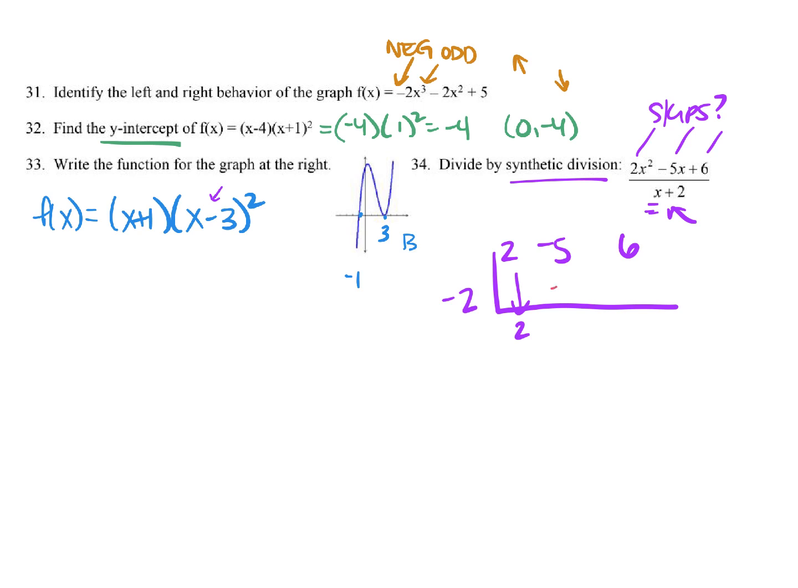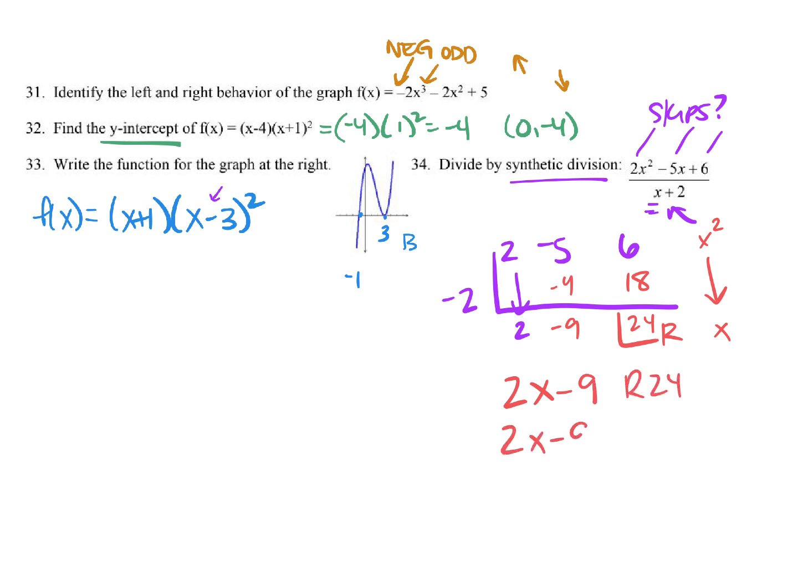2 times negative 2 is negative 4, negative 5 and negative 4 is negative 9, negative 9 times negative 2 is 18. Add those two things together, you're going to get 24. That means the remainder is 24. And then we started out with an x squared, so that means the first variable in this case is going to be an x. So our solution is 2x to the first minus 9 with a remainder of 24. That remainder of 24 can be written as plus 24 over what you divided by. That's just the fancy way of writing the solution.